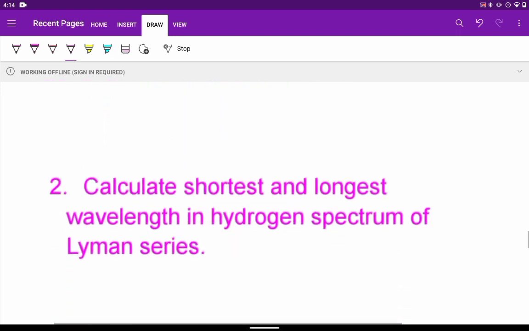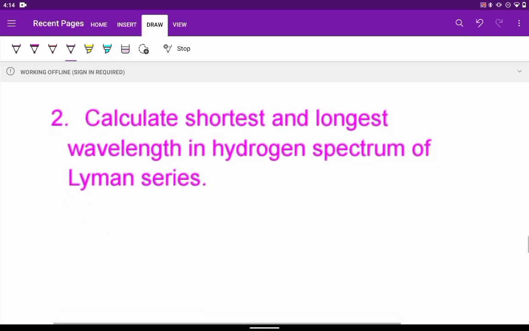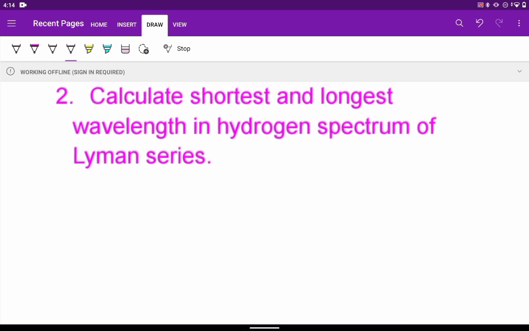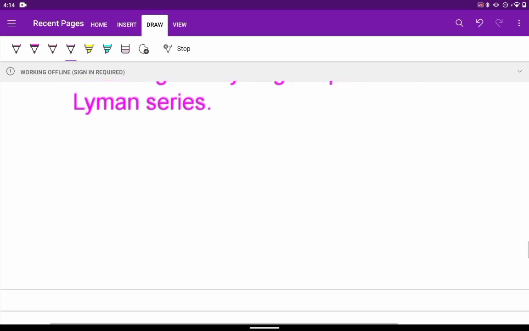Now one more we will do, calculate shortest and longest wavelength in hydrogen spectrum of Lyman series. Shortest and longest wavelength we have to find. Now see, here one small funda we have to use. That fundamental is that for Lyman series n1 equal to 1. Okay, and we are saying shortest wavelength. So when wavelength is shortest, frequency will be very high. Means energy will be very high. So for that n2 should be infinity.